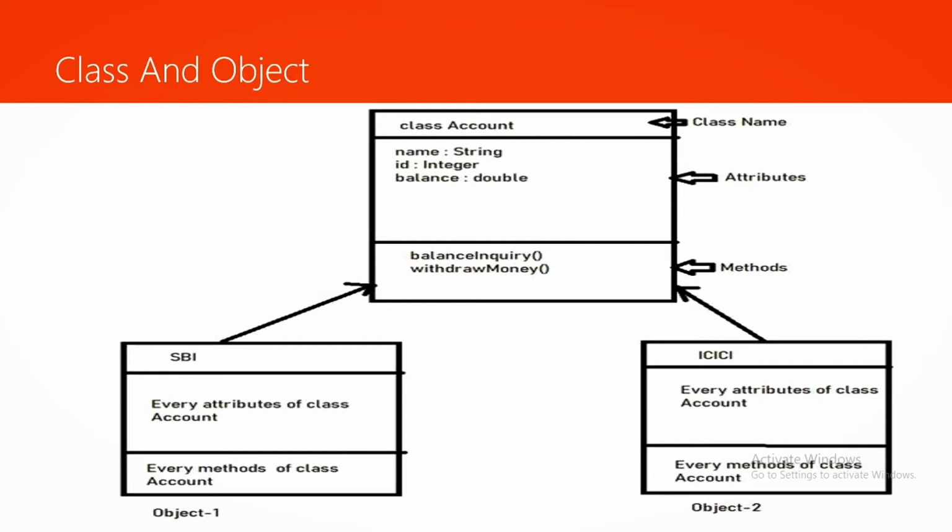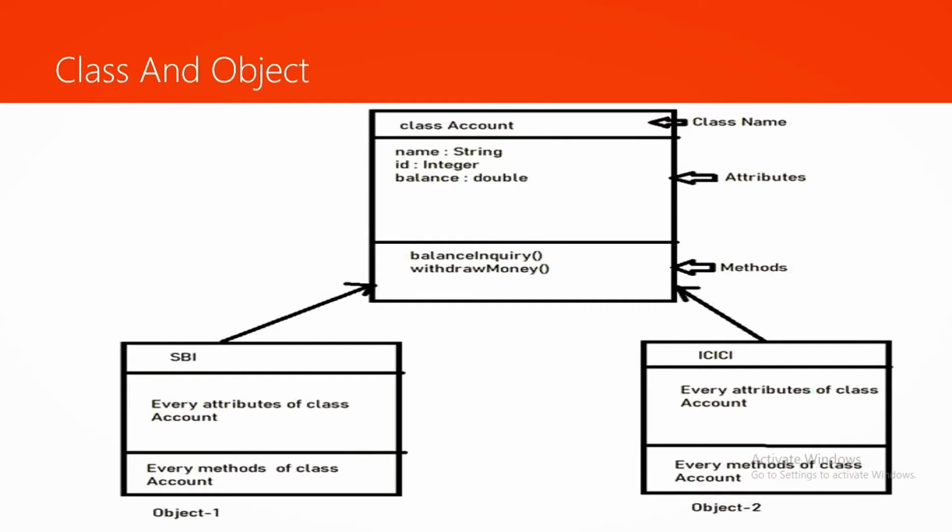A few member variables, which are also called attributes, hold some data like the name, ID, balance, and some methods like balance inquiry, withdraw money, etc. From this class Accounts, I can create an object of the class. So I can call SBI one object and ICICI another object. So simply I can say a class is like a blueprint and an object is the copy of a class which can be utilized for completing the functionalities. That is what a class and object is all about.